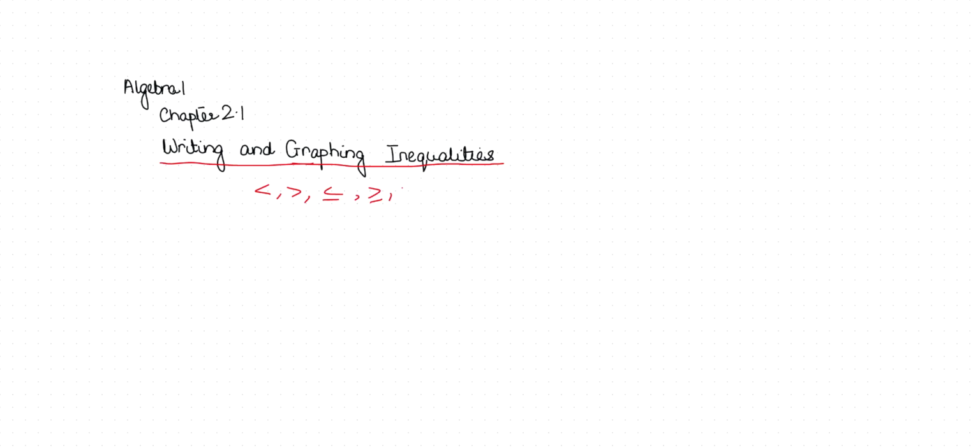So we use these four signs. We use "is less than" or "is fewer than" for less than, and for greater than we use "is greater than" or "is more than." For less than or equal to, we use "is less than or equal to," "is at most," or "is no more than." And for greater than or equal to, we use "is greater than or equal to," or "is at least." So we'll do each type of problem and then it will become more clear. Let's start doing the problems.